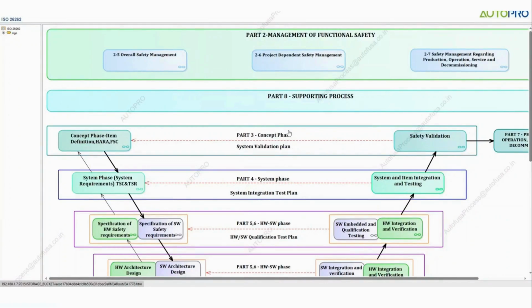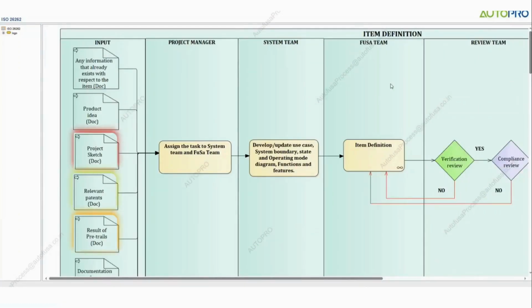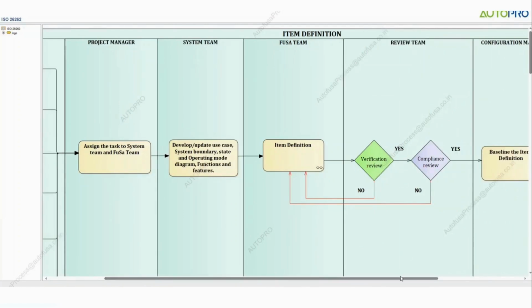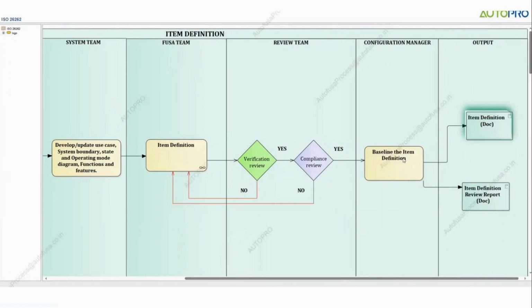Part 3 is the concept phase, then Part 4 is system development, and Parts 5 and 6 are the detailed development. Then Part 7 covers production, operation, service, and decommissioning. For example, when I go into the concept phase, the item definition is the first activity from the safety lifecycle point of view. We have defined the inputs, the different stakeholders, what type of review is required, and then, after baselining, the outcome.